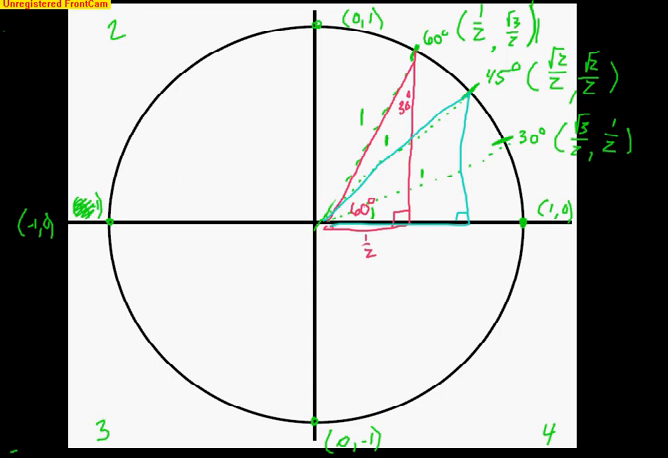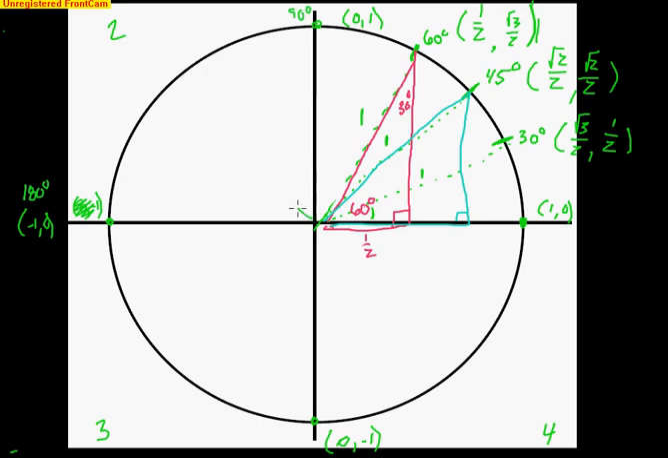Now, what I want to show you guys is how we could build the rest of the unit circle from this, okay? So let's think about the angle that would be directly in between 90 and 180 degrees. Again, this is 180 degrees. At the very top here would be 90 degrees.